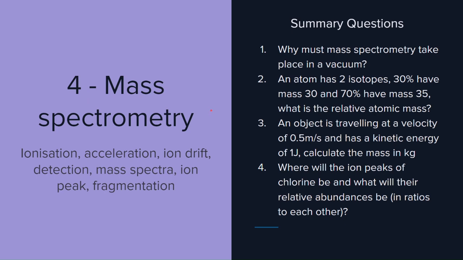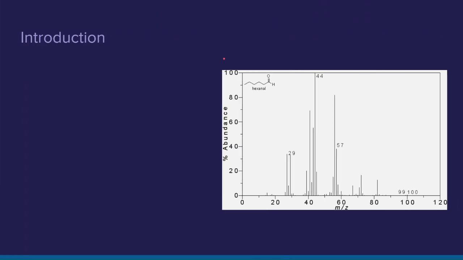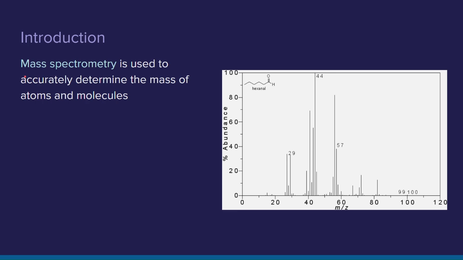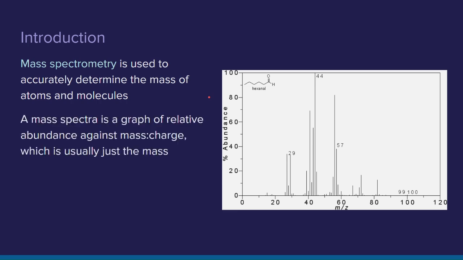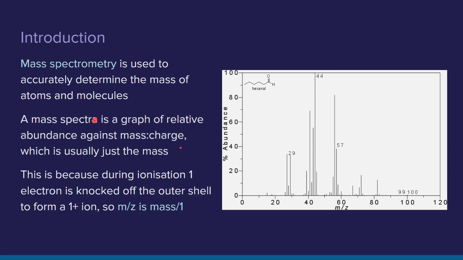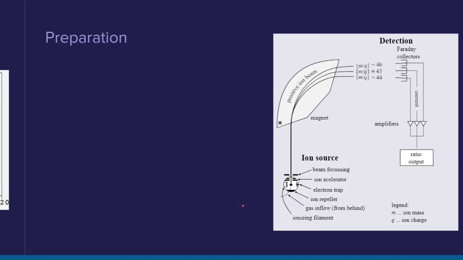So mass spectrometry. So we're introducing mass spectrometry, which is used to accurately determine the mass of atoms and molecules, because you can't directly measure the mass of an atom, it's too small. So a mass spectrum is a graph of relative abundance against mass to charge, which is usually just the mass. We'll look into that later. This is because during ionization, 1 electron is knocked off the outer shell to form a 1 plus ion, so mass over charge is just mass over 1 usually.